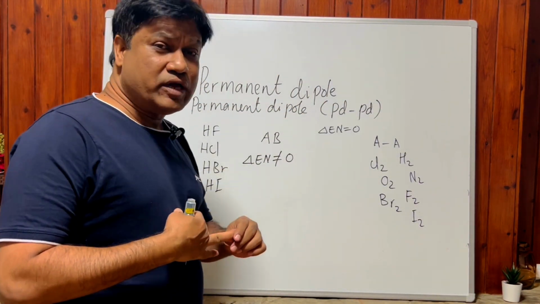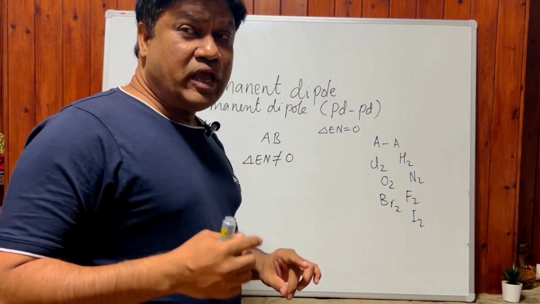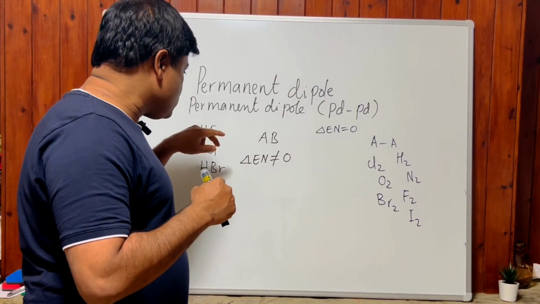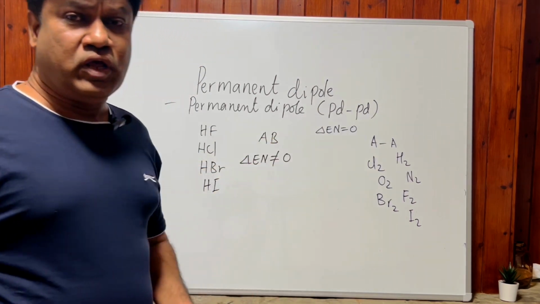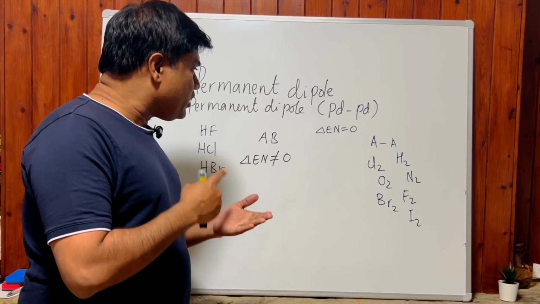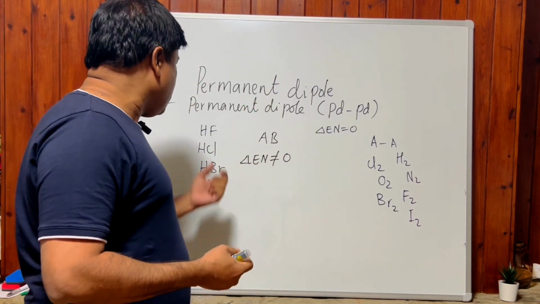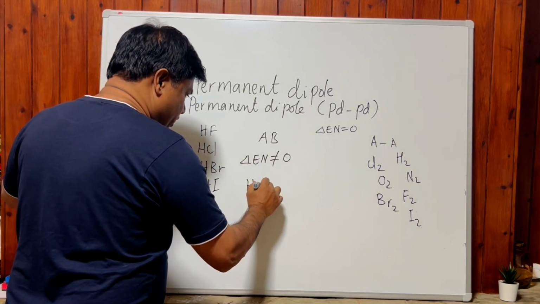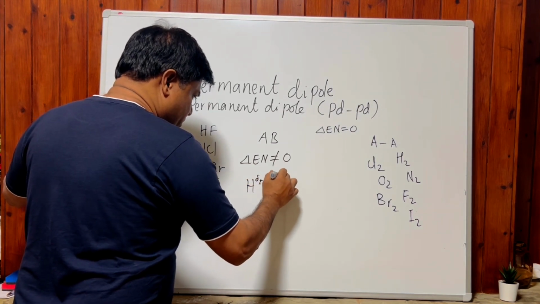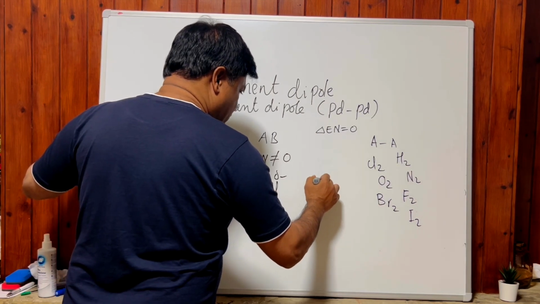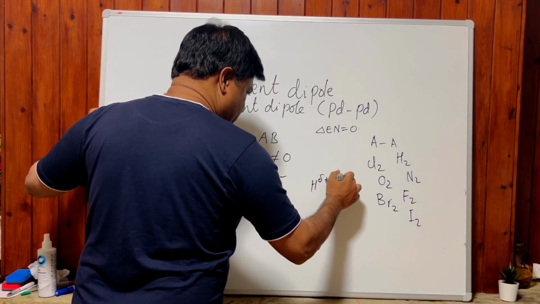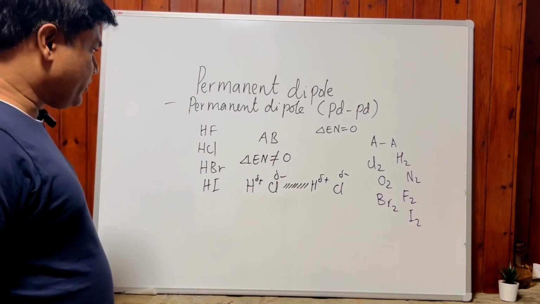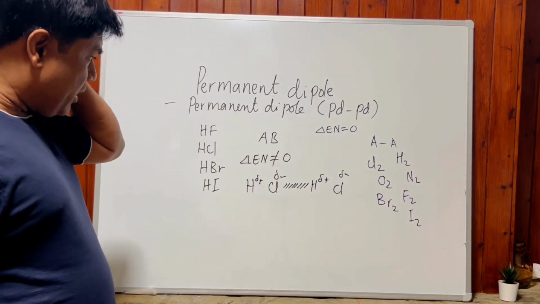And I keep telling you, this dipole-dipole interaction is a type of force between two molecules. It is not a type of bond like a covalent bond or ionic bond. It is not a bond, it is a type of interaction between two different molecules. Suppose I have HF or HCl, take the example of hydrogen chloride: H partial positive, Cl partial negative, and one more HCl molecule, H and Cl minus. Chlorine and hydrogen will interact with each other. This type of interaction is called permanent dipole-dipole interaction.